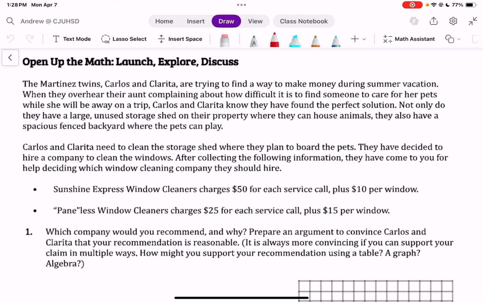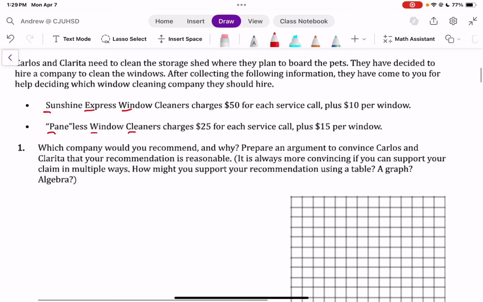So they have two companies to choose from. They have Sunshine Express Window Cleaners, and we will abbreviate that as SEW. And they've got Painless Window Cleaners. That will be PWC. Which company are we going to recommend? So the first one, Sunshine Express, charges $50 just to come out and then $10 per window. The other company, PWC, charges $25 but $15 per window. So the question is, which company should you choose?